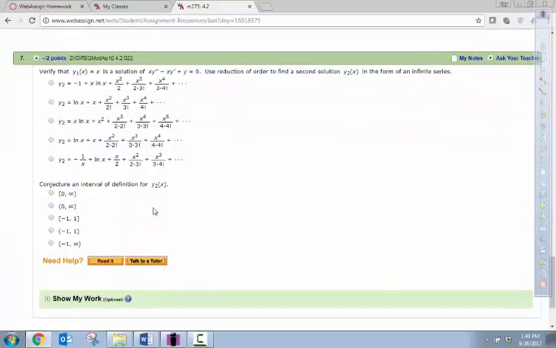Infinite series, but verify that y sub 1 equals x is a solution to this, and then use reduction of order to find the second solution in the form of an infinite series.